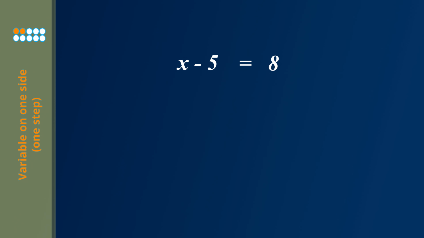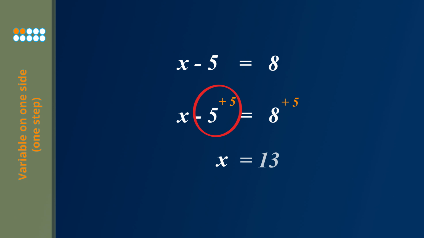Now let's solve x minus 5 equals 8. The strategy is to work in reverse. The opposite of minus 5 is to add 5 to both sides of the equation. On the left side of the equation, minus 5 and add 5 cancel out, leaving x by itself. On the right side of the equation, there is 8 plus 5. So x equals 13.